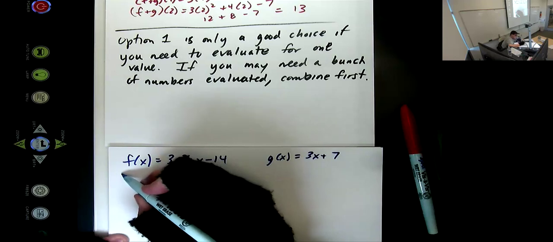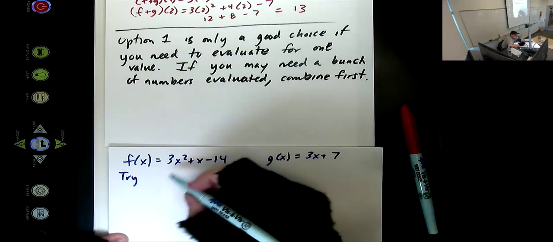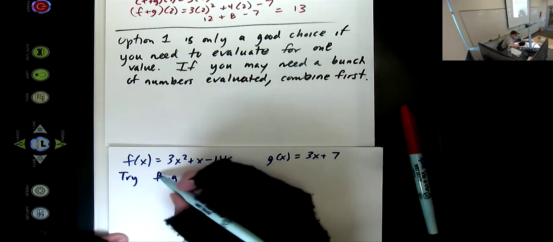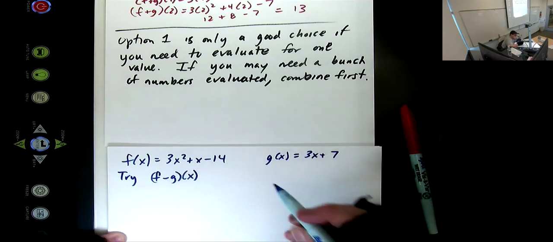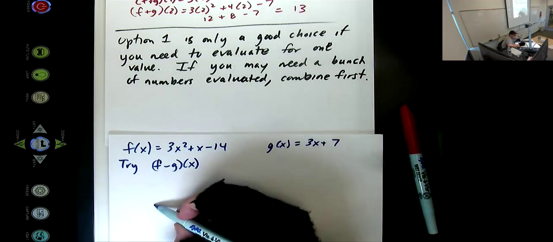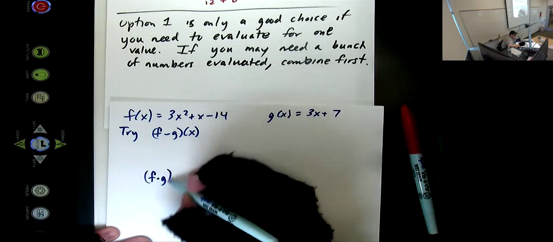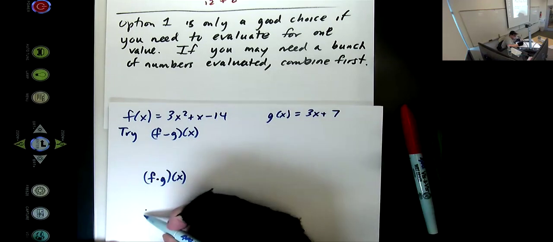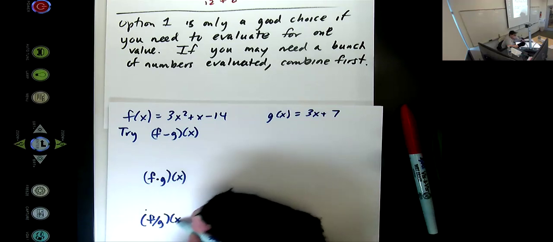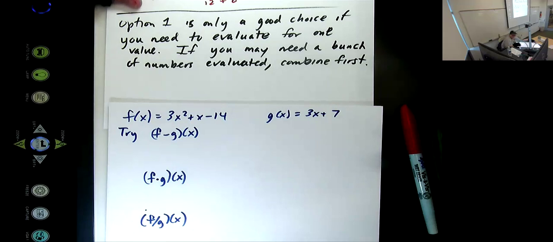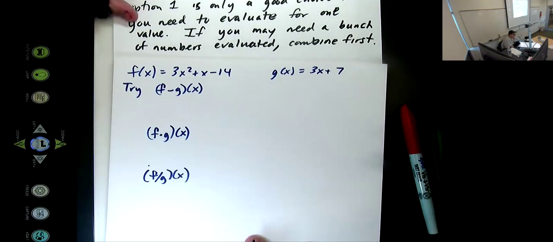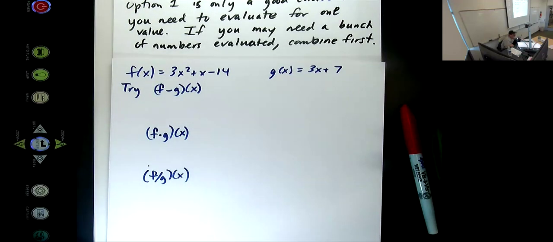Why don't you guys try f minus g of x, f times g of x, and f divided by g of x. And we'll do them all together in a second. I want to give you guys a little practice getting used to reading this notation and rolling with it.